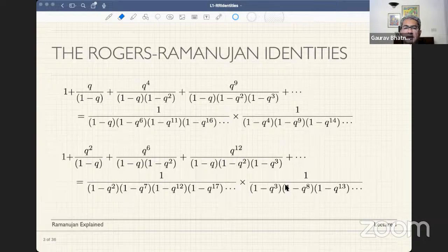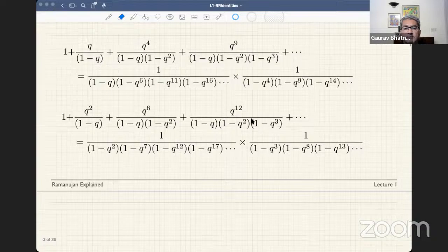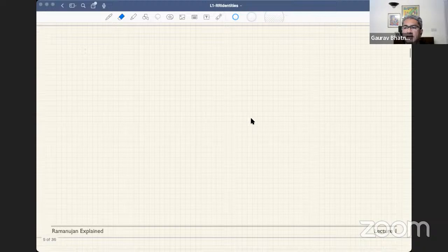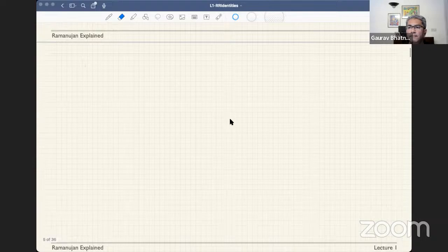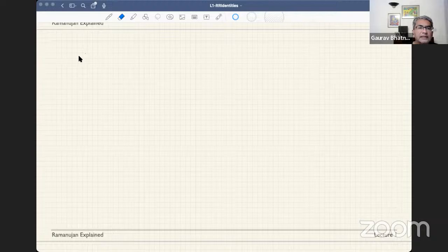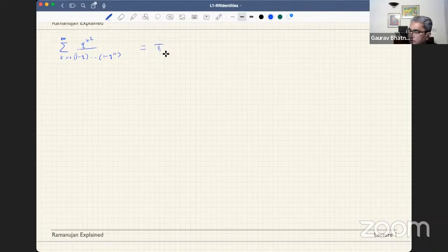But today's objective is how one could discover such identities. So first of all, how do you make sense of these identities? I'll be writing on the screen, so please tell me if something is not clear. So how do you make sense of such identities? You have things like this: the sum over k going from 0 to infinity of q to the k squared over (1 minus q)(1 minus q squared) up to (1 minus q to the k). This is on one side, and on the product side, you have the product over k from 0 to infinity of 1 over (1 minus q to the 5k plus 1) and (1 minus q to the 5k plus 4).